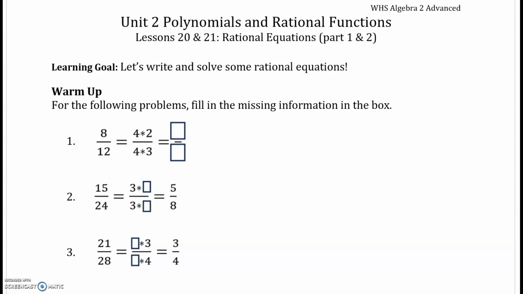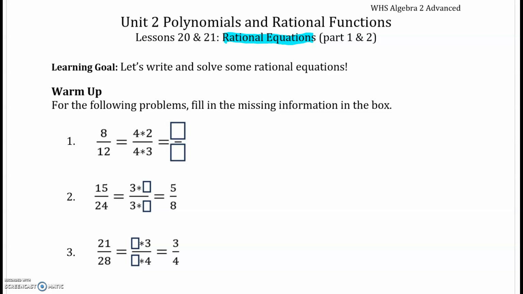All right, we're going to start our lesson on polynomial and rational functions. And what we're going to do now is we are going to actually solve rational equations. So we're going to take these functions, write them as equations so that we can find solutions. We'll start with a warm-up. For the following problems, fill in the missing information in the box.